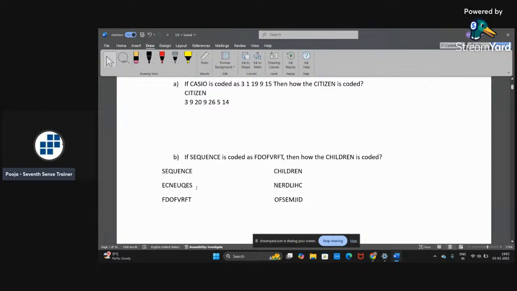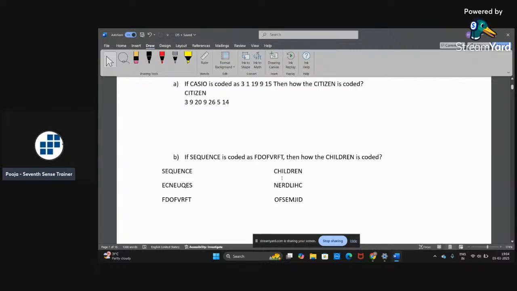Then each letter is shifted one alphabet forward. After E it is F, after C it is D, after N it is O, after E it is F, after U it is V, after Q it is R, after E it is F, after S it is T. See, this is the logic which is applied between sequence and FDOFVRFT. The same logic we need to apply for the word children, and we need to find the answer.